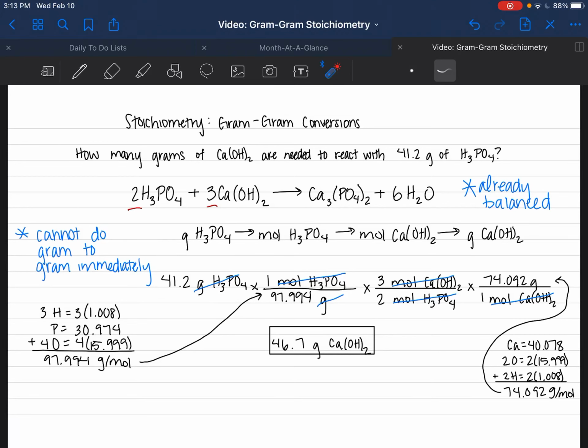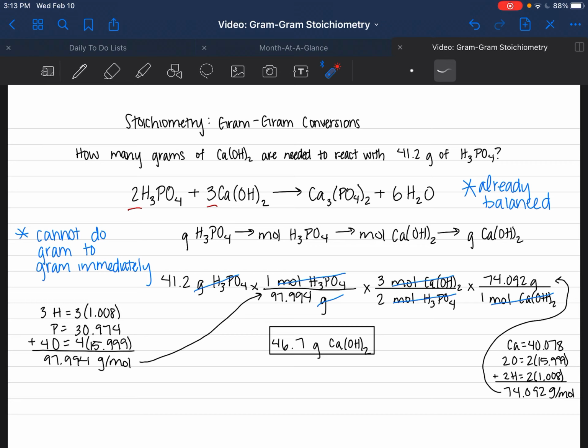In your last stoichiometry video, you saw how to do these mole to mole conversions. Basically, if you're asked if you have this many moles of a substance, how many moles of something else can you create, or vice versa. In this case, instead of talking about moles, we're talking about grams.